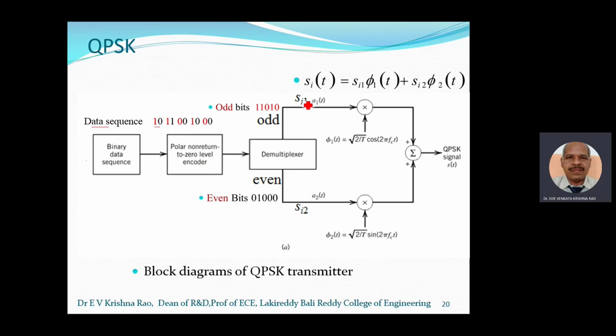Odd bit, SI1 amplitude root EB or minus root EB based on binary 1 and binary 0, multiplied with phi 1 of t, and this is the I channel. And the even bit multiplied, that is SI2, with root EB or minus root EB based on binary 1 and binary 0, multiplied with phi 2. This is the Q channel, quadrature channel. Both are summed to give SI of t, and that is the output of the QPSK.